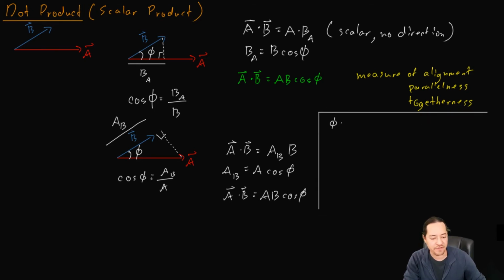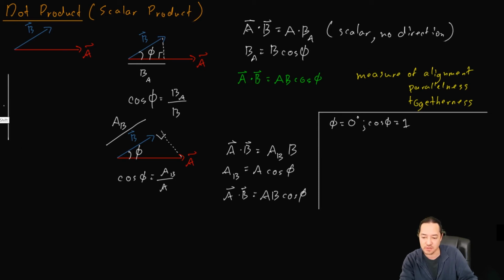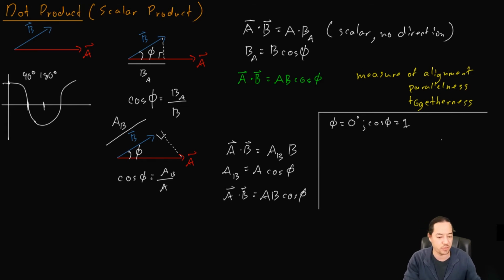What happens when phi is equal to 0 degrees? If this angle phi is 0 degrees, then the vectors are parallel with each other. When they are parallel, we know that the cosine of phi is going to be equal to 1. Let's remember what the cosine graph looks like. It looks something like this, where this is 180 degrees, this here is 90 degrees, and here we have 0 degrees. At 0 degrees, we have the maximum value for cosine. It's going to be 1.